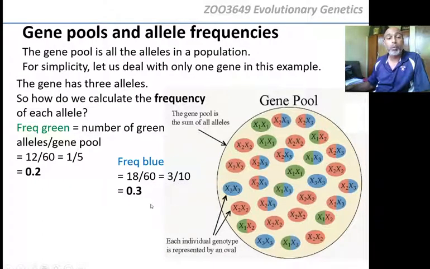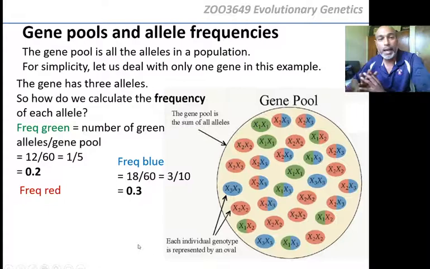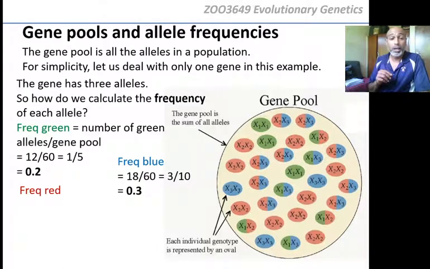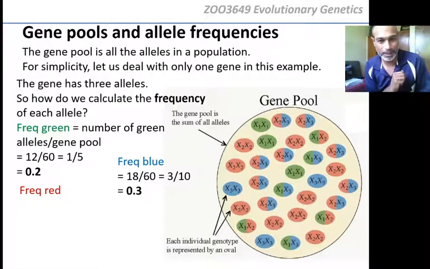Now, what is the frequency of the red allele? The last allele. There's only 3. And here's a trick, right? A trick you already know, but I'm reminding you again. The trick is that if you have 3 alleles in a population, and I've given you the frequency of 2, you don't have to calculate the frequency of the last one, because what? All the frequencies have to add up to 1, okay? So you don't have to do the last one.